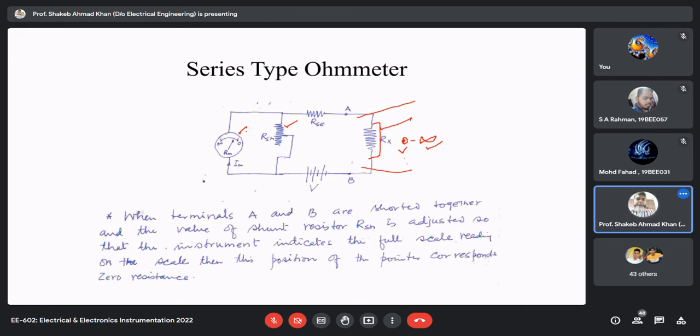You are understanding what I'm saying? Yes, sir. We have to have this proper value of shunt resistance. It should what kind of shunt resistance we should have?